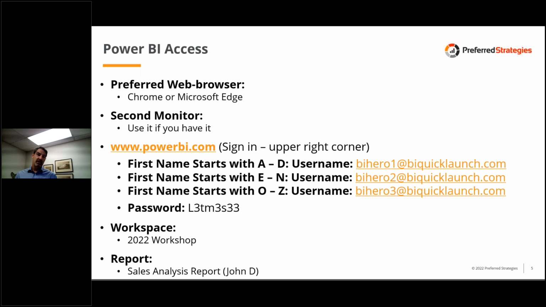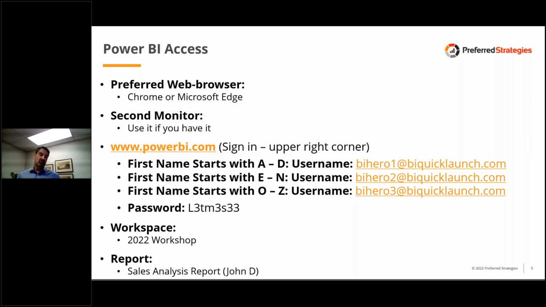And so we've got BI, and if you want to just jot this down, we'll copy and paste these into the chat in just a moment. If your first name starts with the letters A through D, log in as BIHero1 at biquicklaunch.com. If your first name starts with E through N, log in as BIHero2 at biquicklaunch.com. And if your first name starts with the letters O through Z, log in as BIHero3 at biquicklaunch.com.